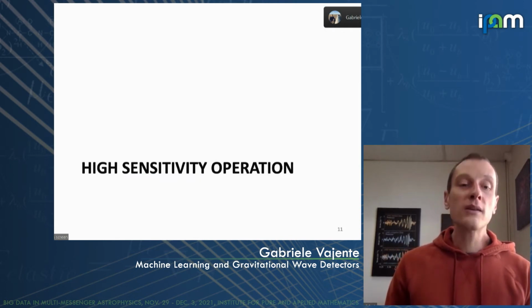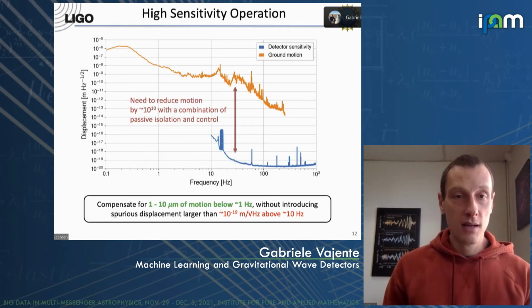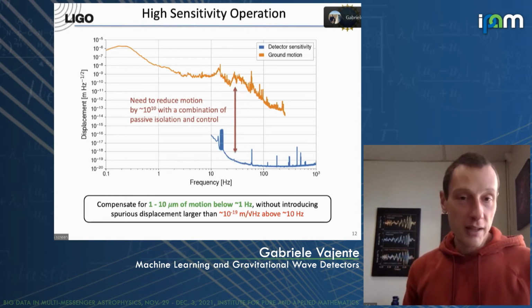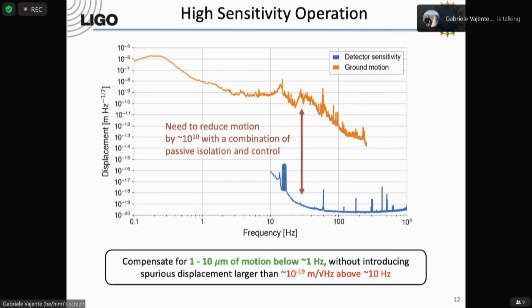So let me now move to the second part where there are a little bit more positive results. So what can we do when we are in the high sensitivity operation configuration? So here, to give you an idea of how complicated the problem still is, the ground moves something of the order of 10 to the 10 or even more than that times the actual sensitivity we want to reach. So our feedback systems need to compensate for order of a few microns of motion below a few hertz without introducing any spurious displacement larger than something 10 to the minus 19 meters above 10 hertz.